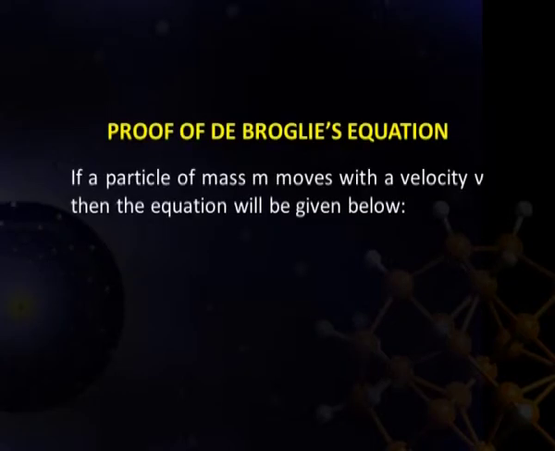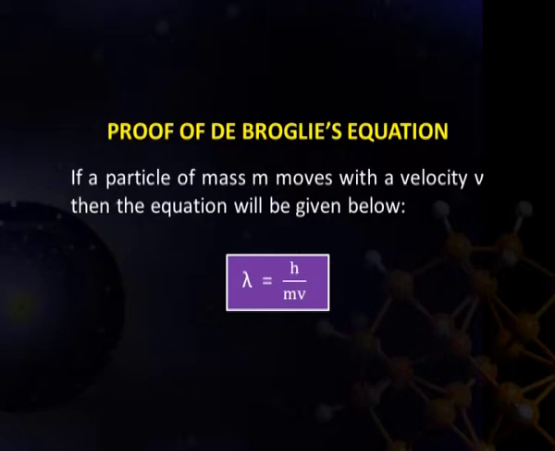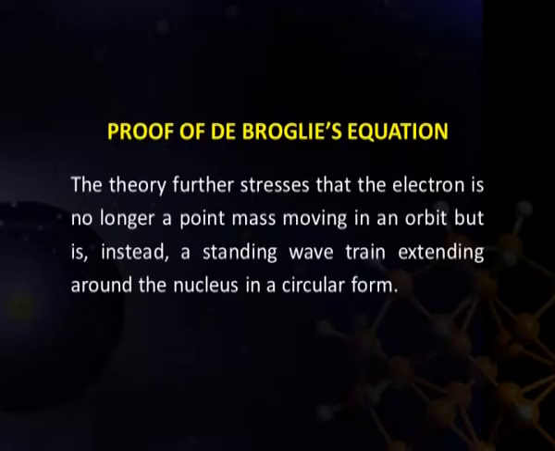If a particle of mass m moves with a velocity v, then the equation will be lambda = h / mv, which is de Broglie's equation. According to de Broglie theory, the concept of orbit and energy distribution around the nucleus takes an altogether different form. The theory further stresses that the electron is no longer a point mass moving in an orbit, but is instead a standing wave train extending around the nucleus in a circular form.